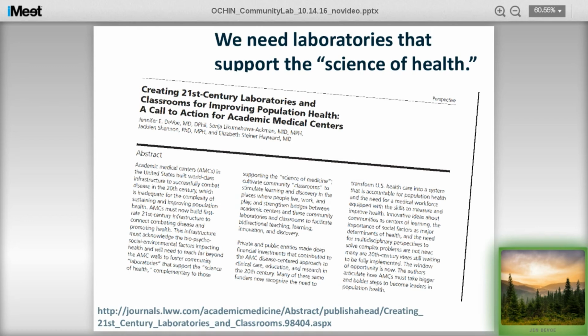Recently, we wrote a paper in Academic Medicine, and this is out ahead of the print, so it's only available online. The link is down below, but it will be coming out in print in Academic Medicine soon, and really pulling together the fact that we need these kinds of community laboratories to support the science of health.